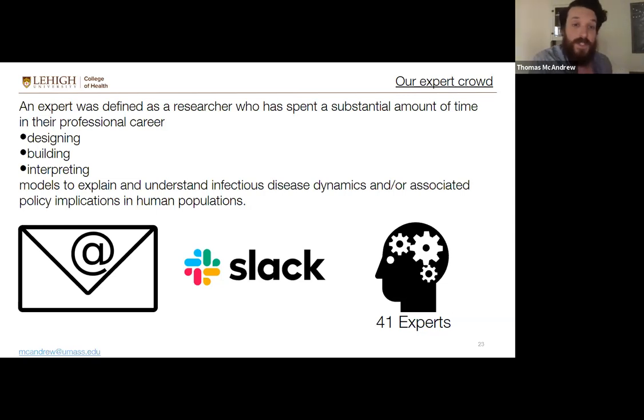We solicited expertise in a couple of different ways. One is by email. It turns out the modeling group of infectious disease people is a really close-knit research community, and many of my colleagues are also my friends. So we sent out personal emails to them. That was one way. We also sent out emails on listservs for other modeling infectious disease groups. We also included a Slack solicitation to a channel that was specifically modelers of infectious disease related to coronavirus. And to date, we have 41 different experts. Next slide, please.